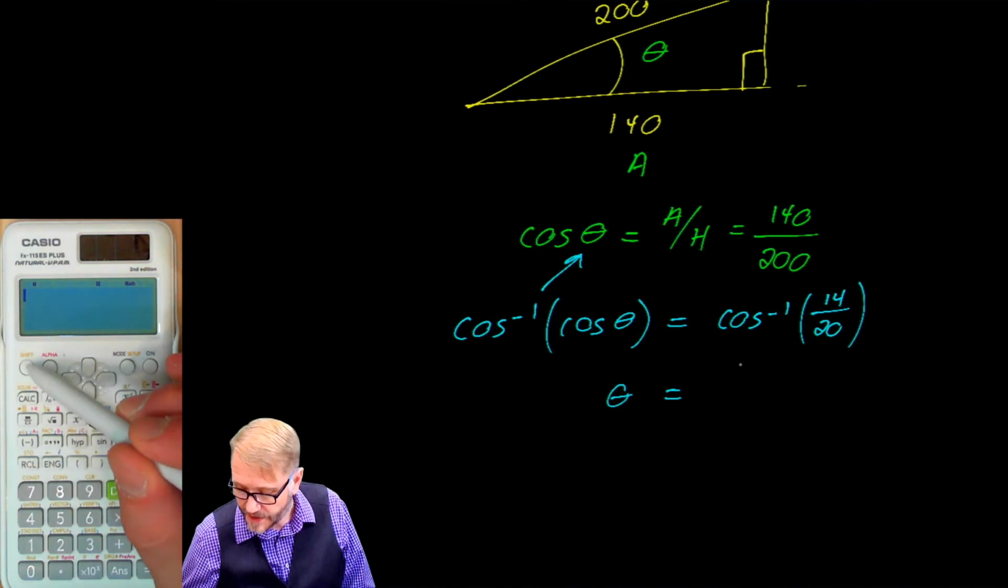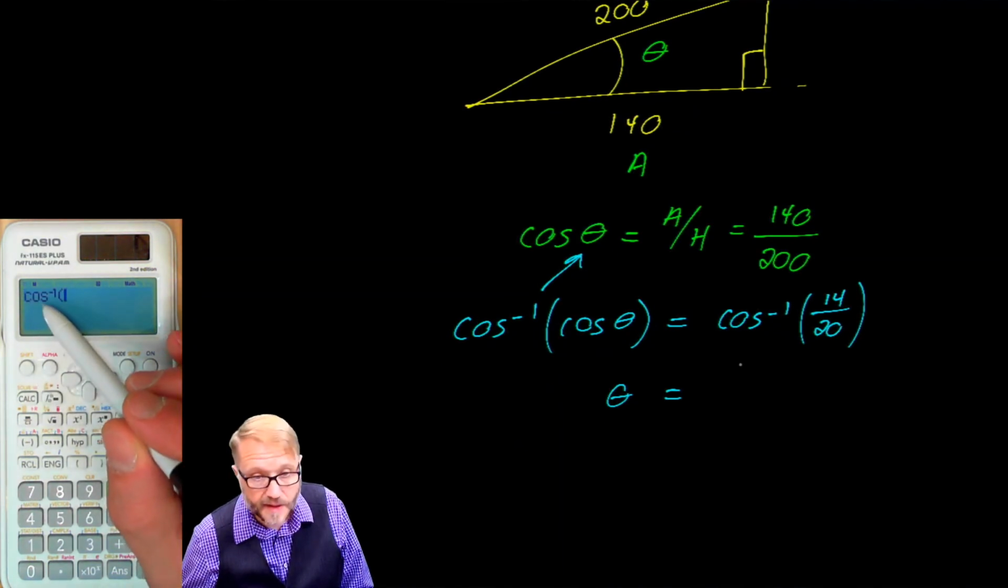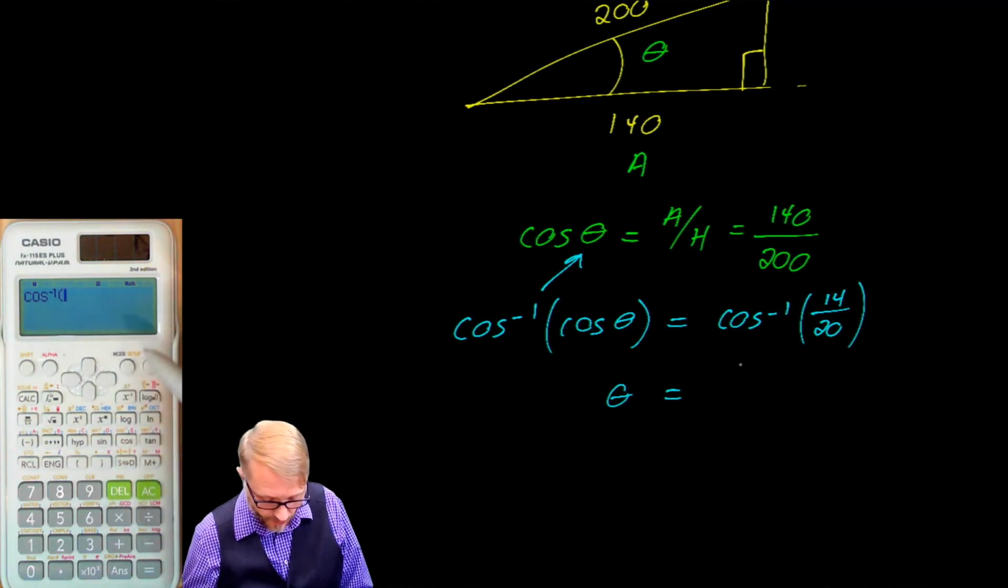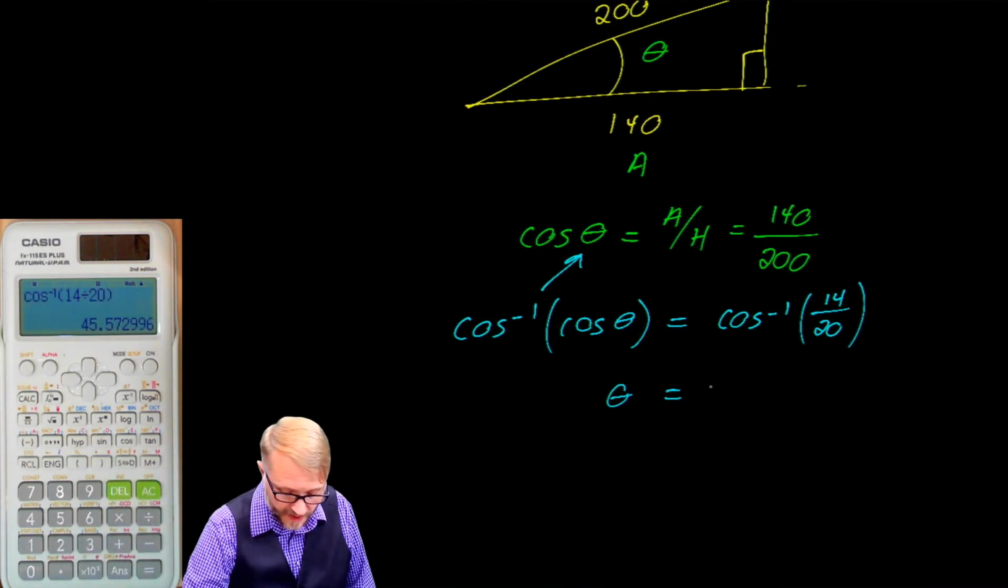So we go shift cosine. So we see that? Inverse cosine, so cosine -1 of 140 divided by 200. That gives us an angle theta of 45.6 degrees.